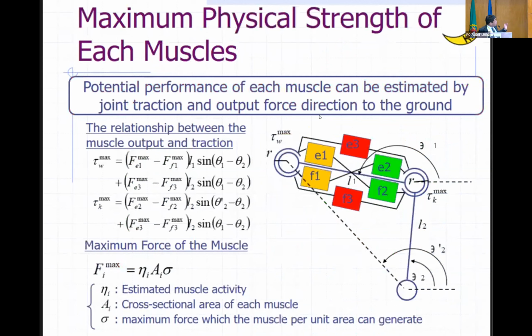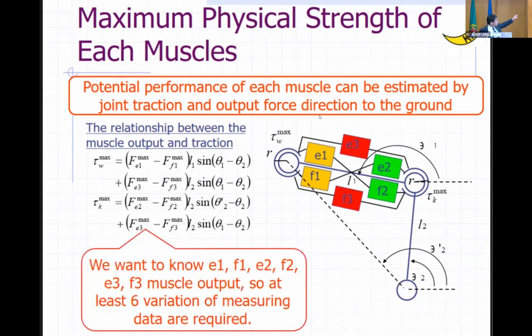So we can estimate the potential performance of each muscle from the joint traction and the output force direction to the ground like this. The relationship between the muscle output and traction is this equation. We want to know the six muscle outputs, so the unknown values are six. So at least six variations of measuring data are required for estimation.